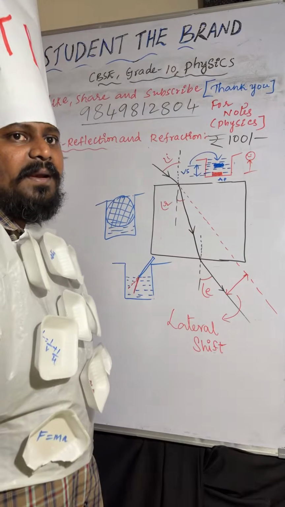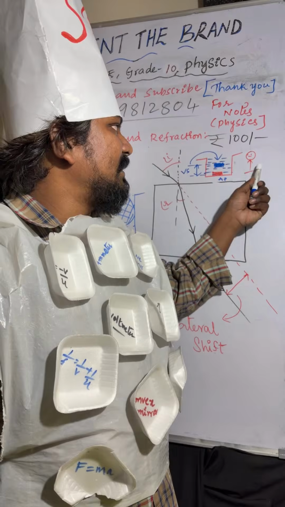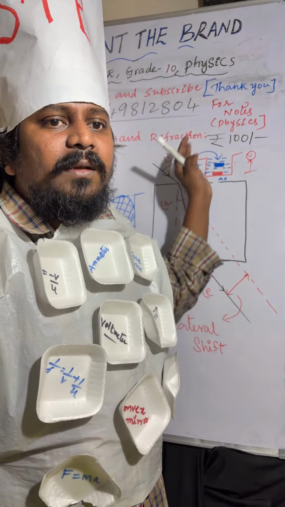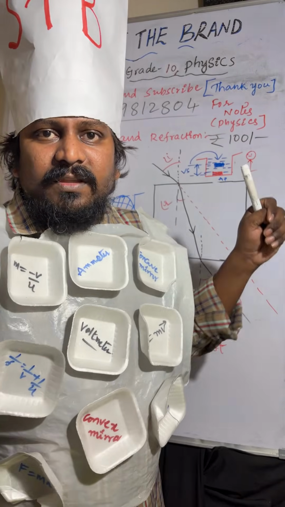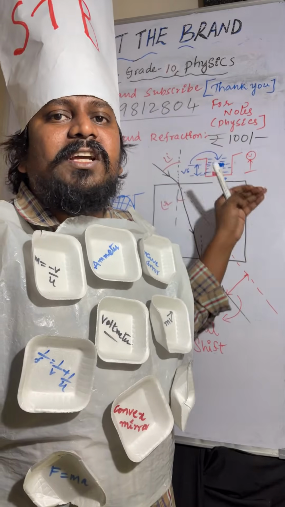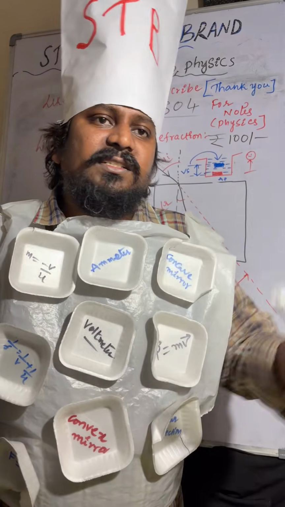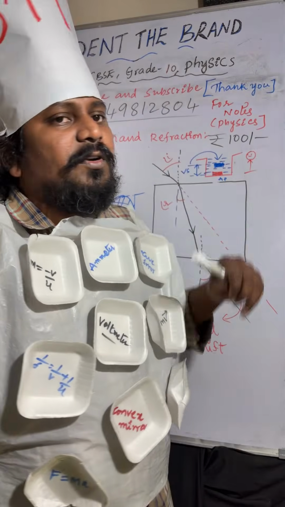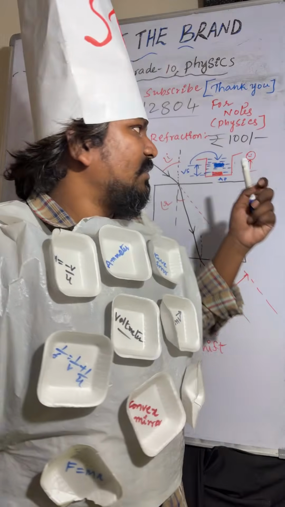I place the coin at the bottom of the beaker. The person standing can't see the coin. After pouring water, the coin position rises up. The distance between the actual position and the apparent position of the coin is called vertical shift. I hope it is very clear, right?